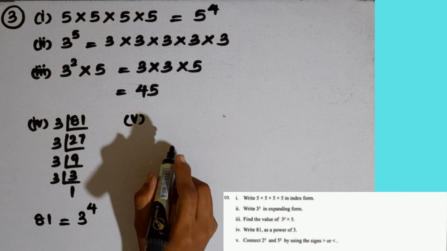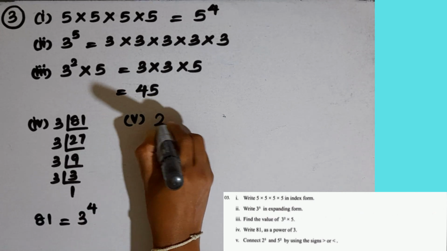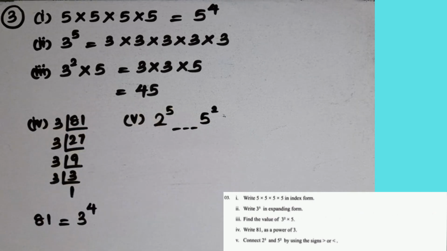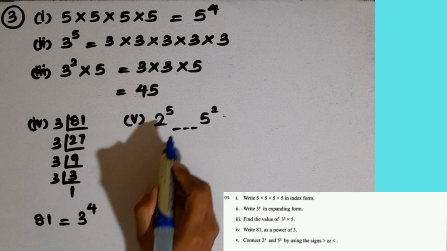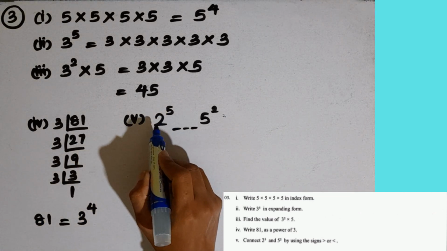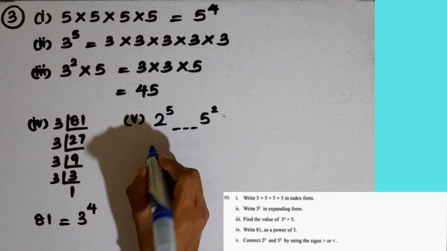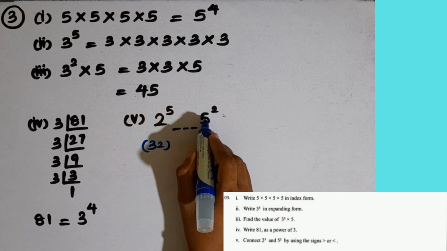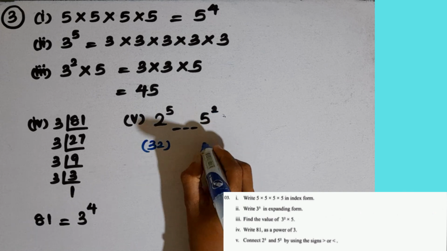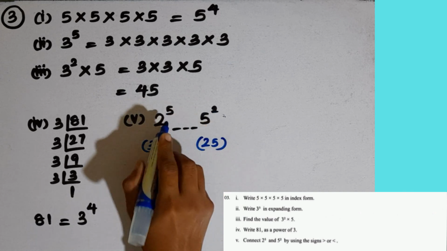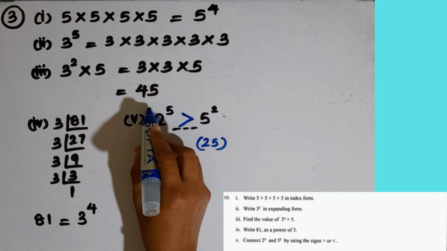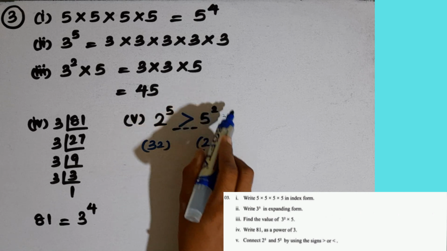Part 5. Connect 2 to the power 5 and 5 to the power 2 by using the signs greater than or less than. What is the greatest number out of them? 2 to the power 5 means 2 is multiplied 5 times. The answer is 32. 5 to the power 2 means 5 is multiplied 2 times. 5 into 5 is 25. So the largest one is this one. We can put this sign. The opening side goes to the largest number and the pointer goes to the least number.